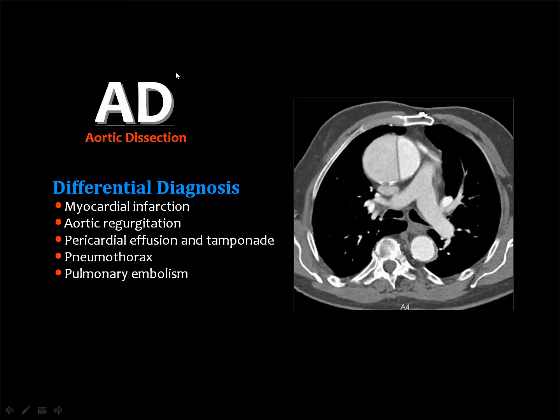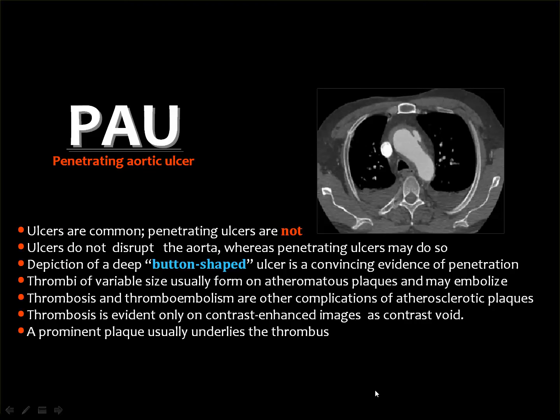Then the differential diagnosis of aortic dissection is actually the differential diagnosis of acute chest pain. And these conditions may result in acute chest pain like myocardial infarction, aortic regurgitation, pericardial effusion and tamponade, pneumothorax, and pulmonary embolism. Then we came to the second disease, which is included under the title of acute aortic syndromes.